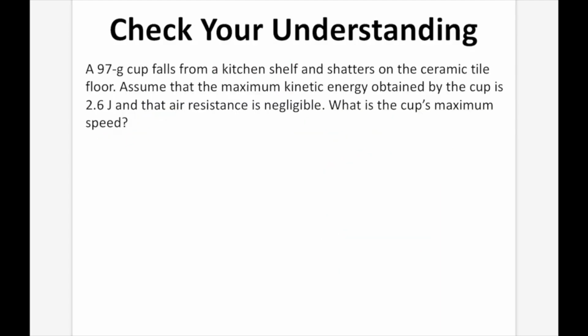Check your understanding. A 97-gram cup falls from the kitchen shelf and shatters on the ceramic tile. Assume the maximum kinetic energy obtained by the cup is 2.6 joules and that the air resistance is negligible. What is the cup's maximum speed? So v is our question. EK, we're told the maximum kinetic energy was 2.6 joules. That's going to mean just before the cup hits the ground, that's when it's hit its maximum speed, and that's when it's going to have its maximum kinetic energy. And the mass is equal to 97 grams, which is equal to 0.097 kilograms.